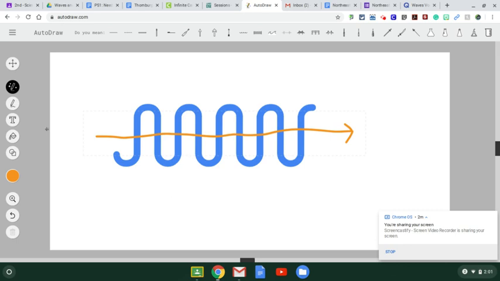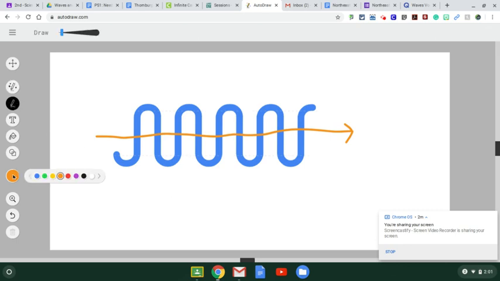And so we show amplitude from rest to crest, or from rest to trough. This is the amplitude of the wave, and we're going to label that amplitude. Sorry, this is my first time using this app, so it's not the best. I'm just going to label it amp.